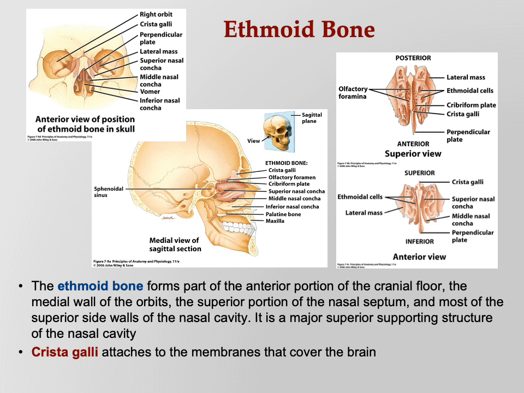I know it's hard to visualize this. The ethmoid is kind of up near the top of where your nostrils are. And so you have structures called olfactory bulbs that sit in the cribriform plates. And that's where smell information travels to the brain.